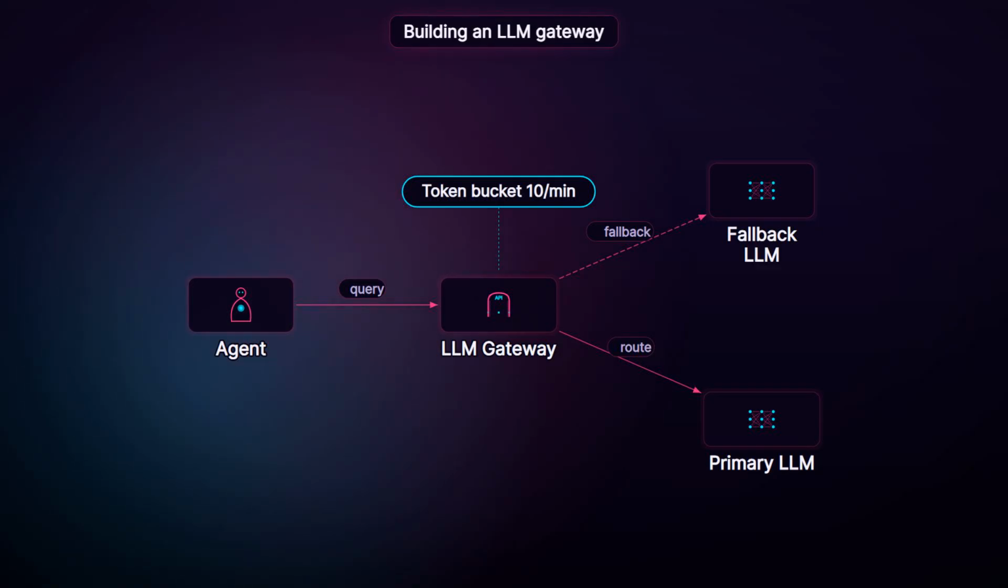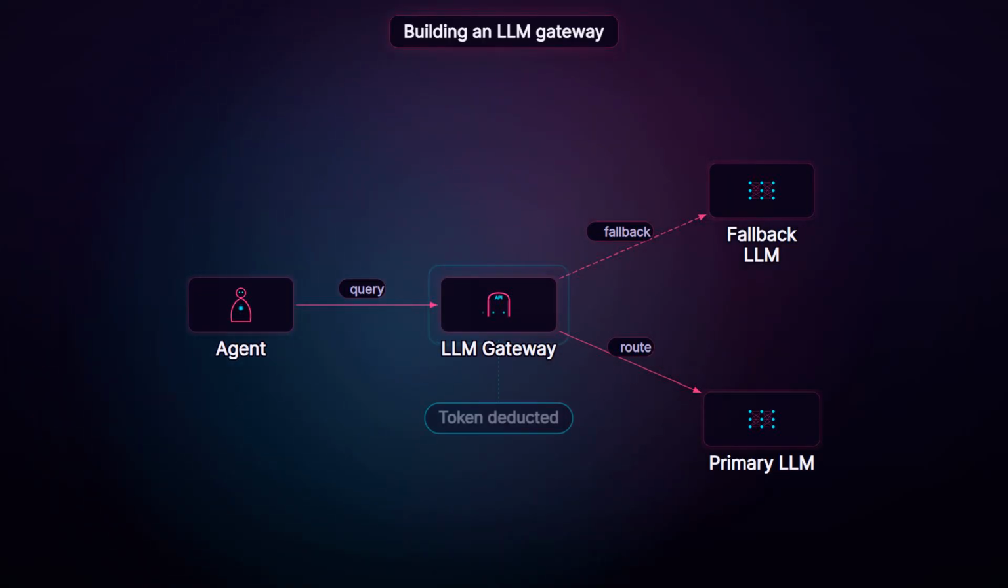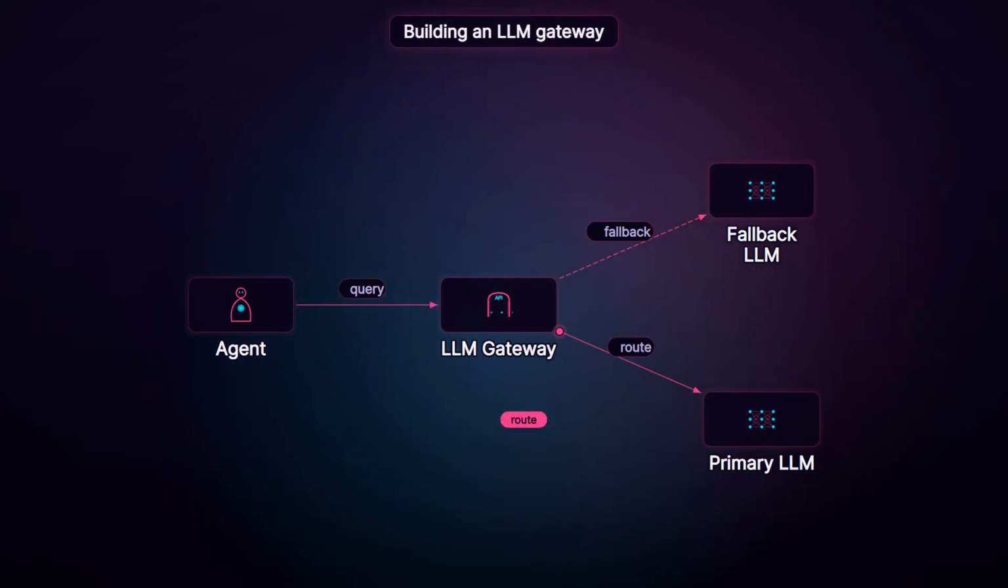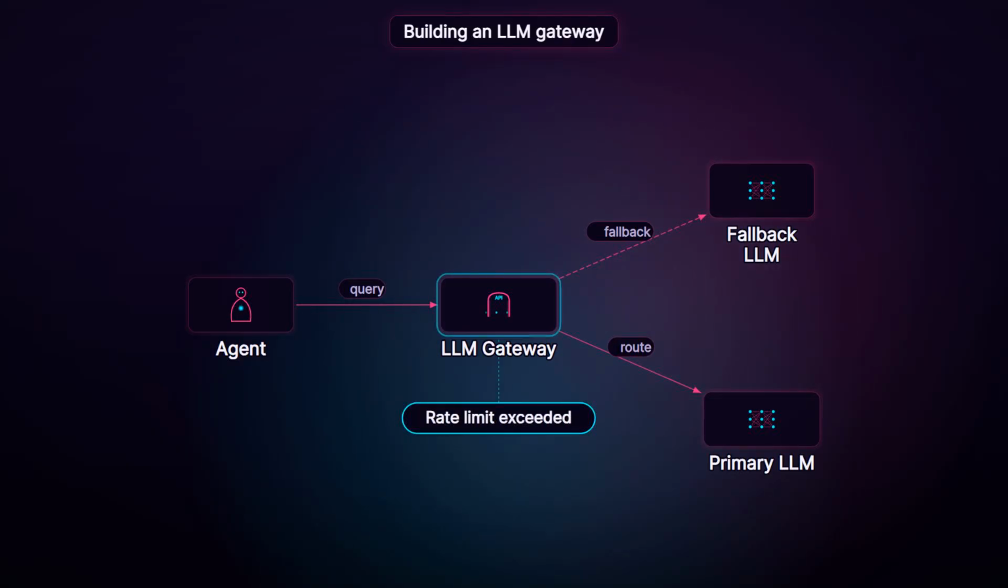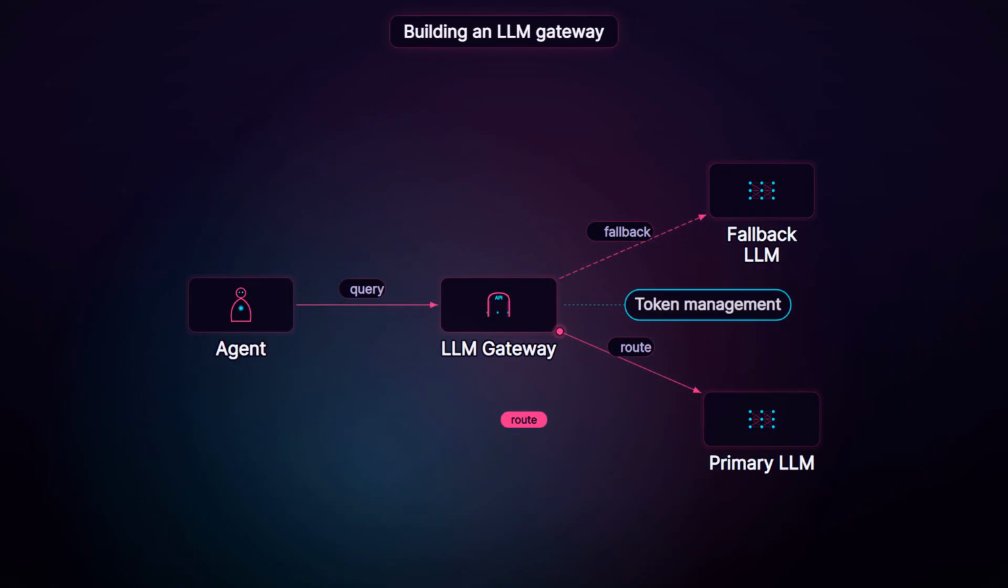It allocates a token bucket with a per second limit to each agent session. When the agent sends a query, the gateway checks the bucket. If tokens remain, it deducts one and forwards the request to the primary LLM. But if the bucket is empty, the gateway returns a decline response to the agent signaling rate limit exceeded. After the fill interval, new tokens appear. The next query gets processed and routed normally. Token management is one internal function, routing is the other core.